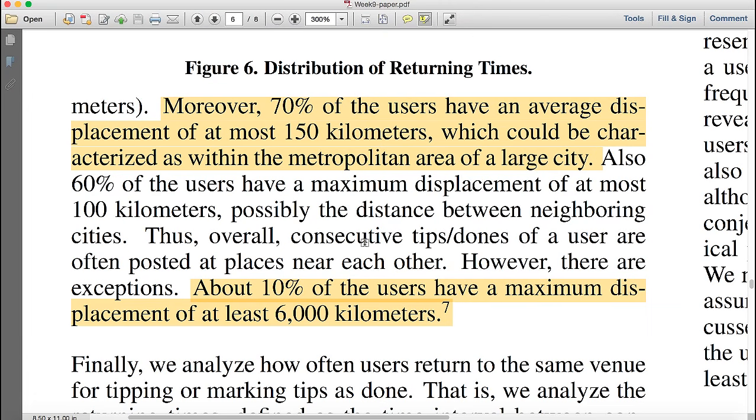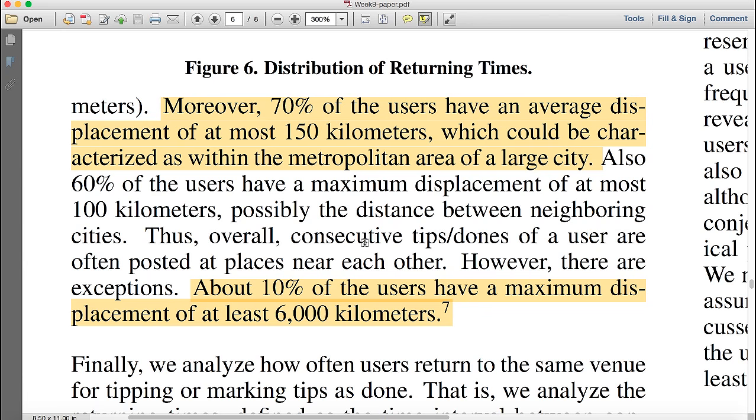70% of the users have an average displacement of at most 150 kilometers, which is basically somebody moving between cities. So probably from Delhi, I go to Agra and do a check-in, or in Mathura, I do a tip or a don't. That's what is actually captured here within 150 kilometers.